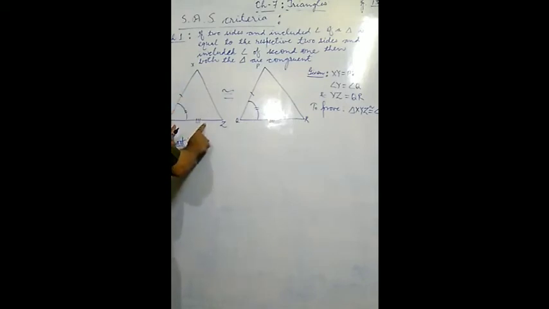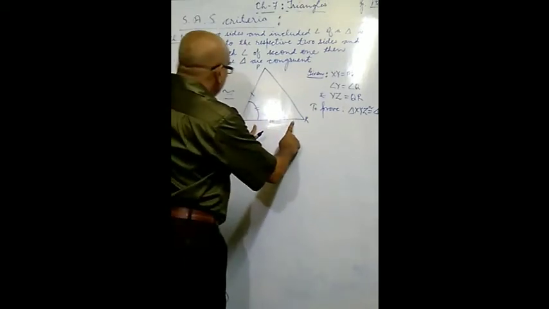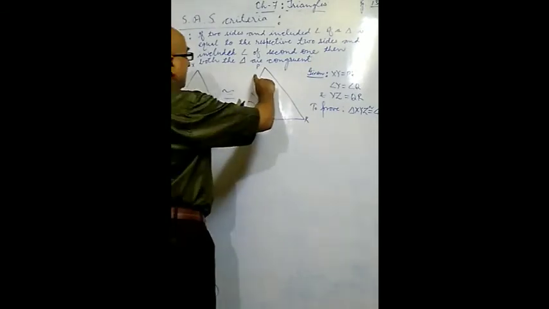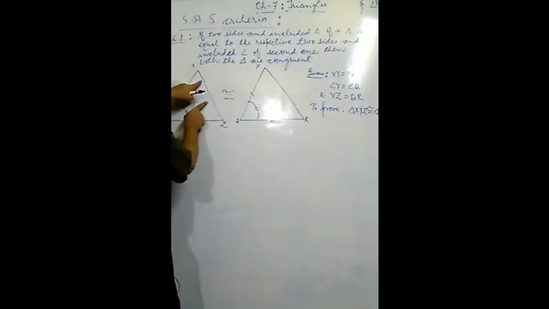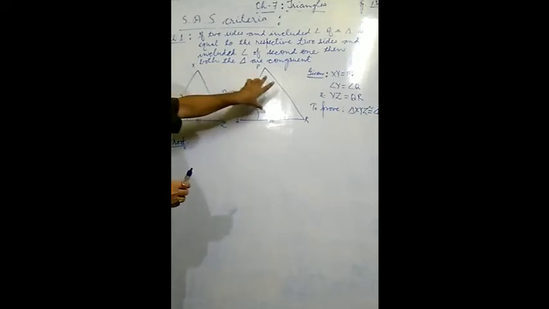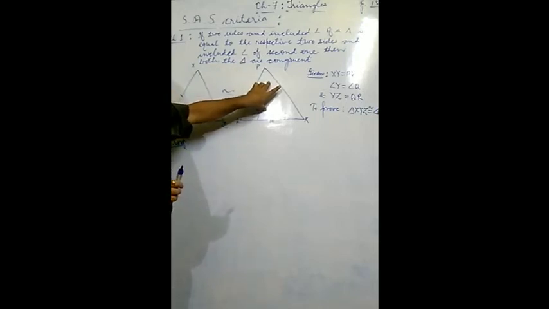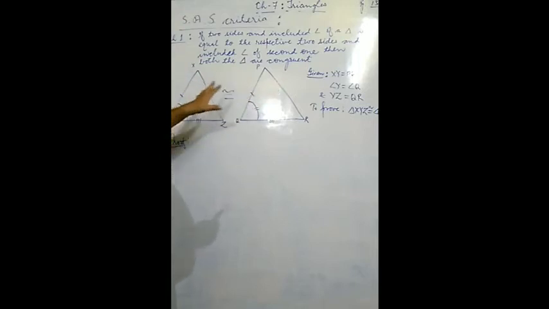Now this side is coincided with this side, and this side is coincided with this side. If all these three sides are coincided with each other, so what will be there? The shape and size of this triangle would be the same as the shape and size of this triangle. So we have to justify this by the reasoning process.